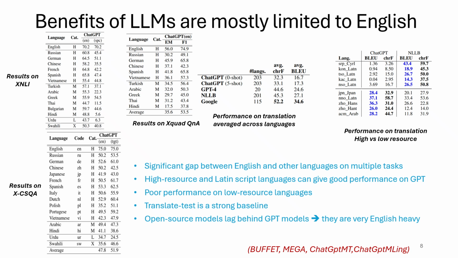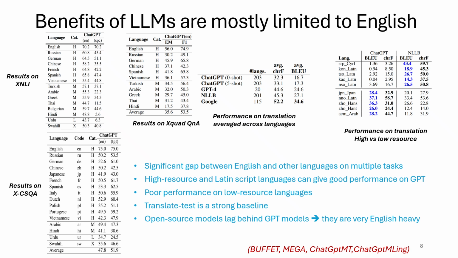So what people have seen is that when it comes to LLMs, their performance is typically good for high resource languages and languages which use Latin script. For low resource languages, and particularly those which don't use the Latin script, the performance is not as good. And therefore, a strong baseline is always just to take the input in whatever language you're working with, translate into English, and then feed it to the LLM. Right? And so these are results with ChatGPT.